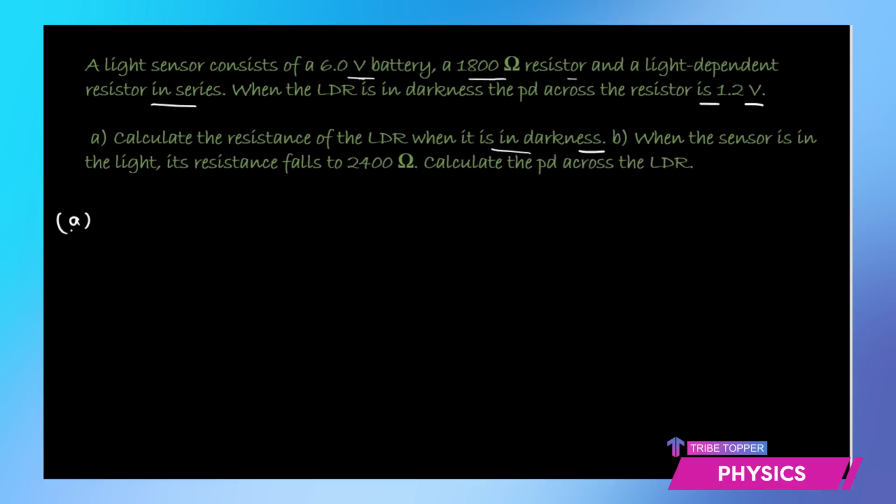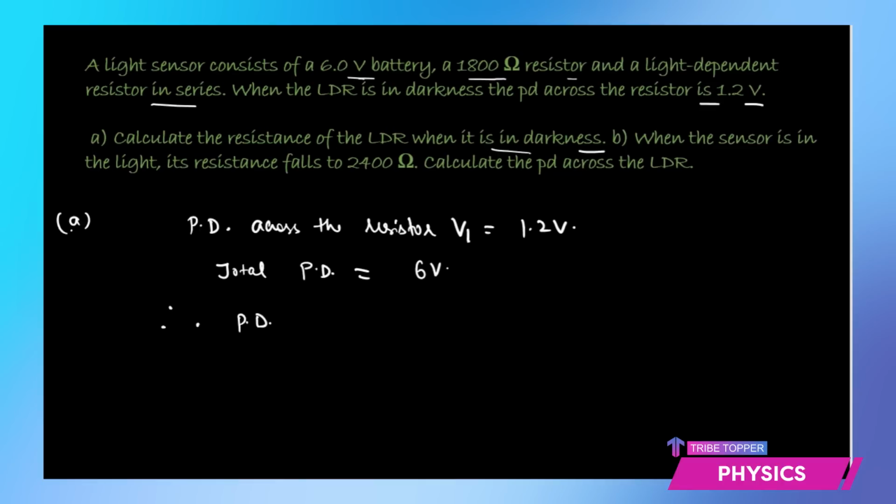When it is in darkness, the potential difference across the fixed resistor, say V1, is 1.2 volts, and the total potential difference applied by the battery is 6 volt. Therefore, what will be the potential difference across the LDR at this time? It would be 6 minus 1.2, so that is 4.8 volt. Now we have to calculate the resistance of the LDR when it is in darkness.